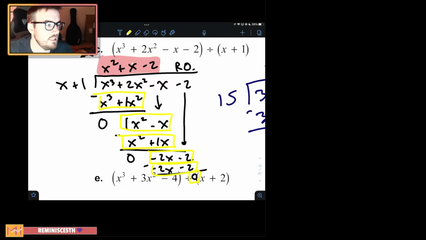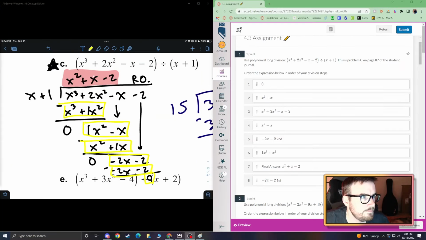But if you look at the assignment, take a look. Use polynomial long division. This is problem C on page 87 of the student journal, the one we just did. Order the expression below in order of your division steps. So here's the original problem: x cubed plus 2x squared minus x minus 2.